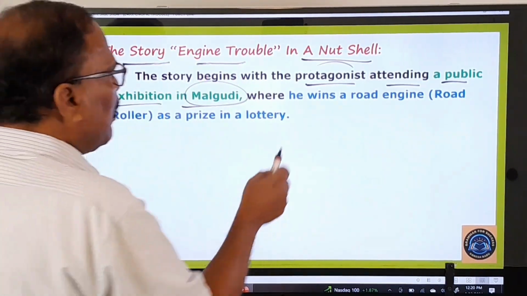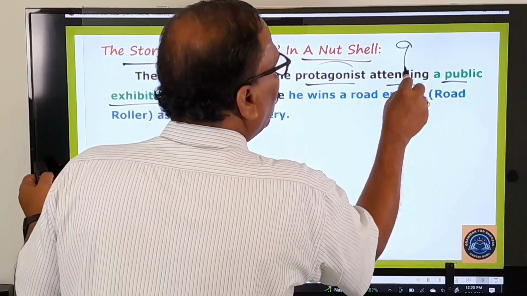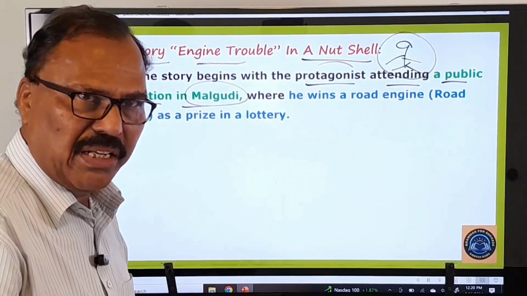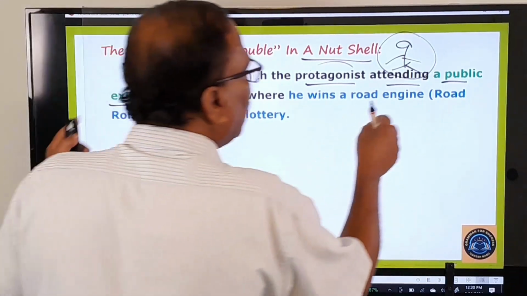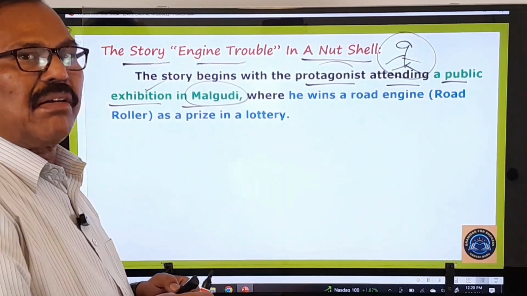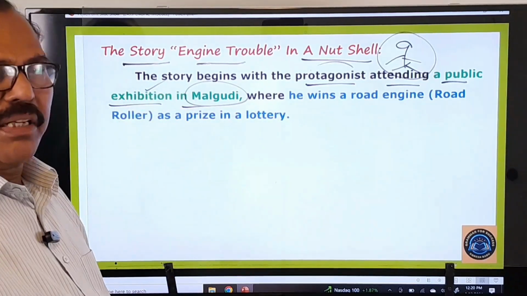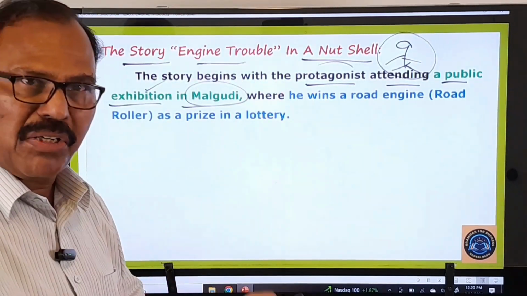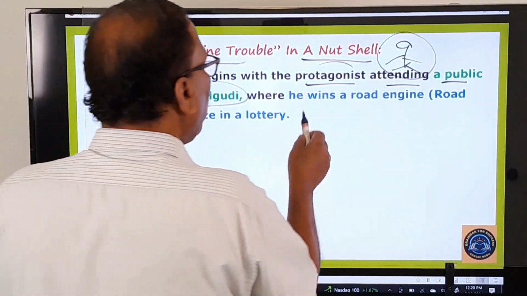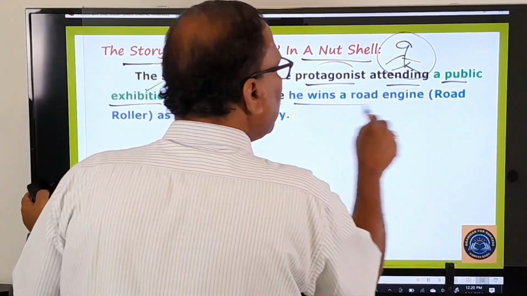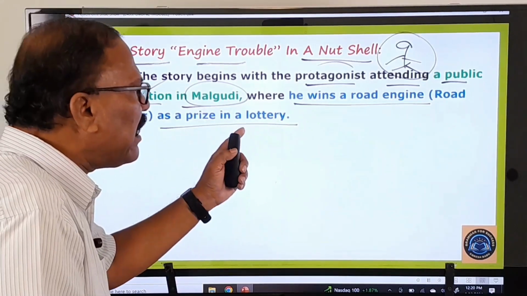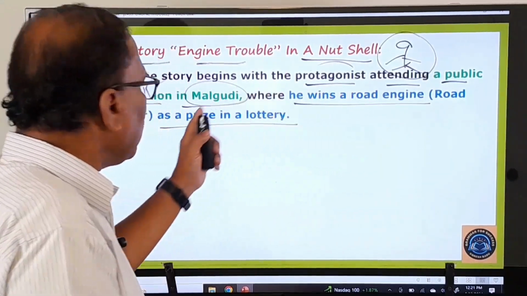So one day what happened, this protagonist, the hero of the story, his name is not mentioned anywhere here. He attends a public exhibition that was held in Malgudi. So he happened to attend that public exhibition, and in that public exhibition what happened? He wins a road engine as a prize in a lottery.